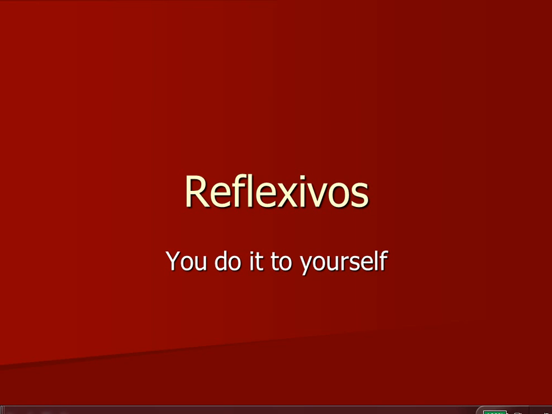Reflexivos, or reflexive verbs, are things that you do to yourself. So, for example, washing yourself, combing your own hair, etc.